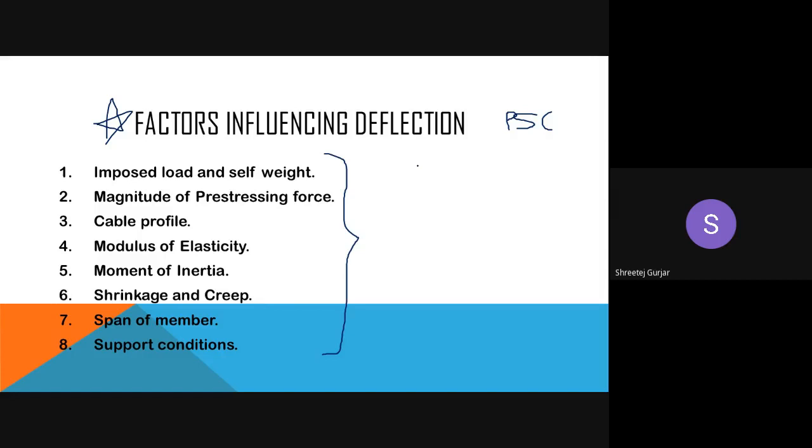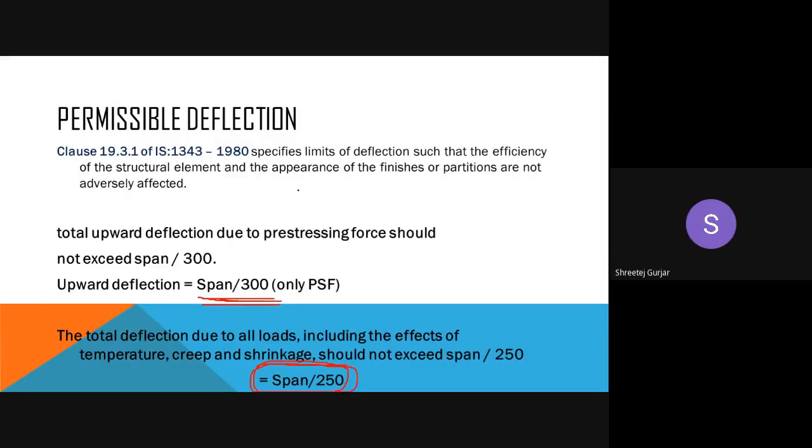You have to explain. Okay, so have you understood the factors which influence the deflection? Any confusion? Any of the points which you didn't understand? Understood, sir. Yes, okay. Thank you. Moving on to the next thing.